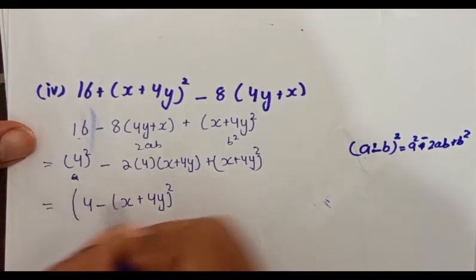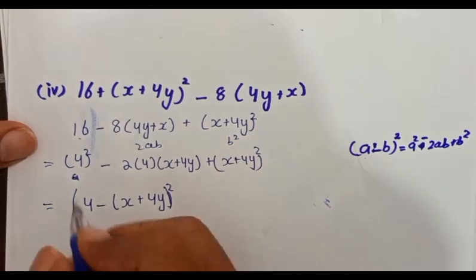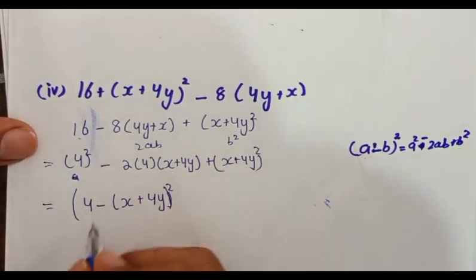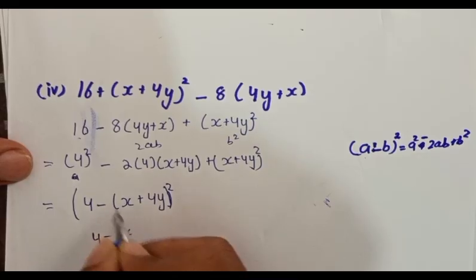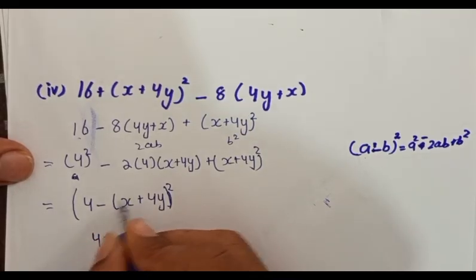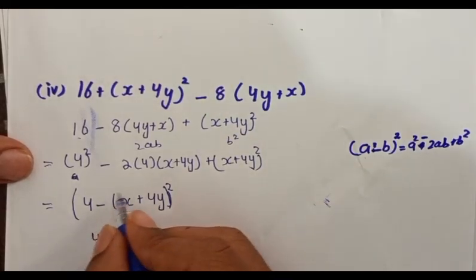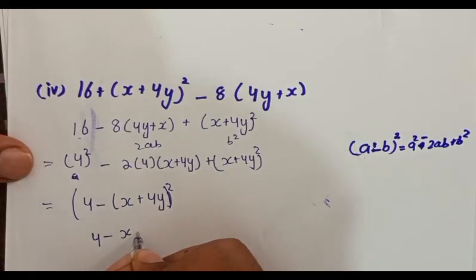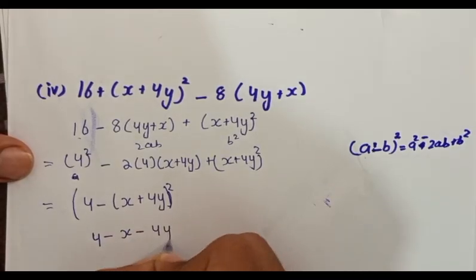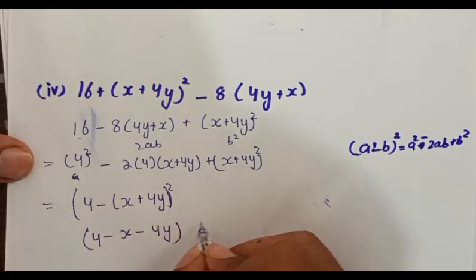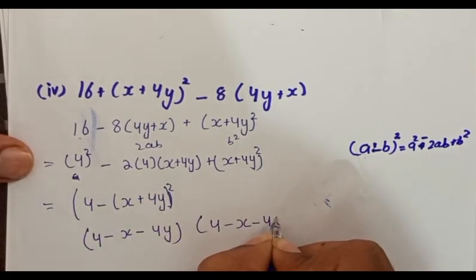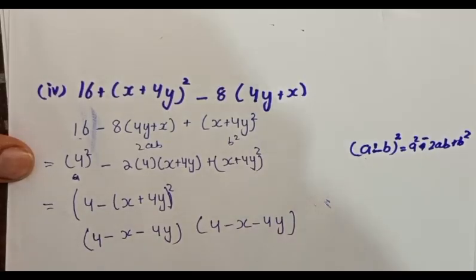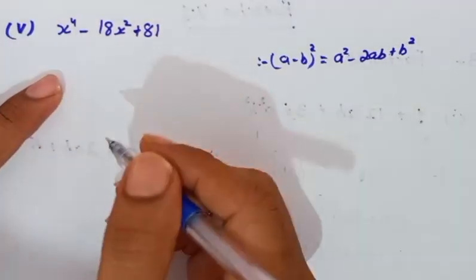So I can also expand this further. How will I expand it? By changing the sign. This will be 4 minus x. So I will open the bracket, and before expanding it, I will change its sign. Minus, this will be 4y. Another form is 4 minus x minus 4y. This is solved. Okay, come to another question.